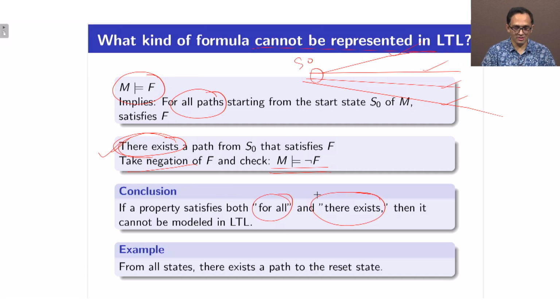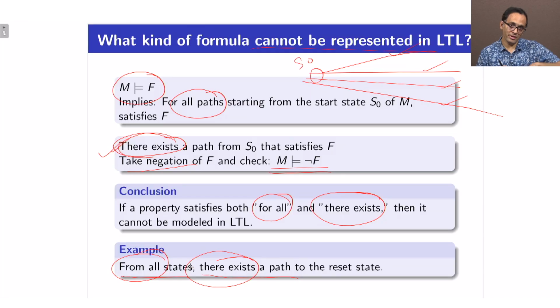To give an example, I am saying that from all states there exists a path. That means for all states there exists a path, so it consists of both for all and there exists. Even if you take the negation, this will become there exists and this will become for all. So I will not be able to check the negation of the formula with LTL either. So this kind of property cannot be represented in LTL. Okay.